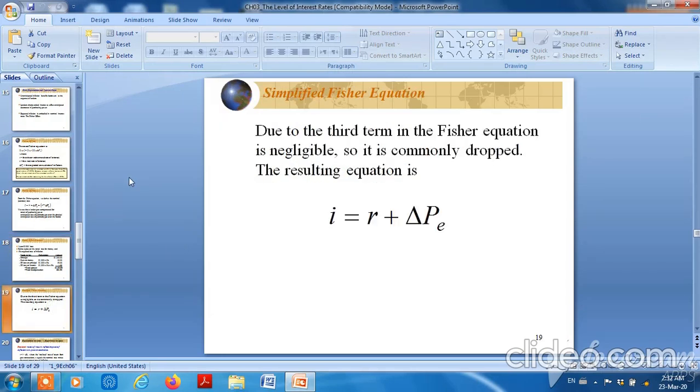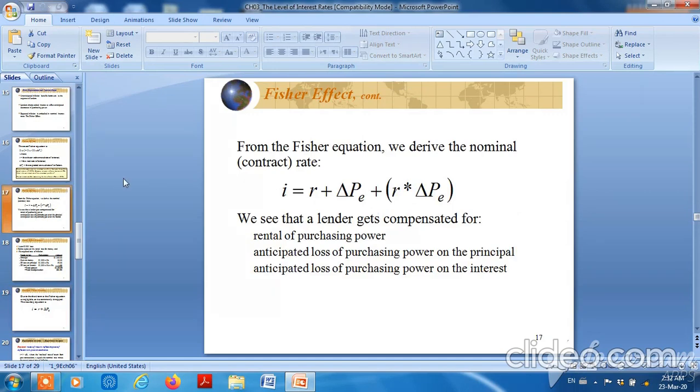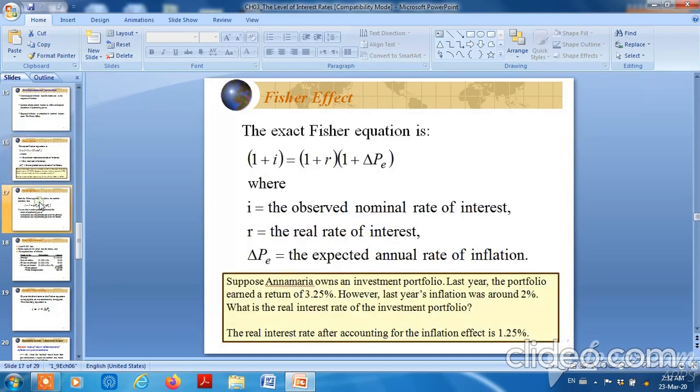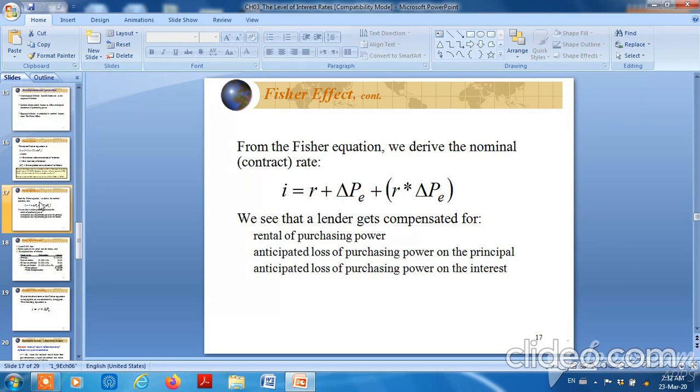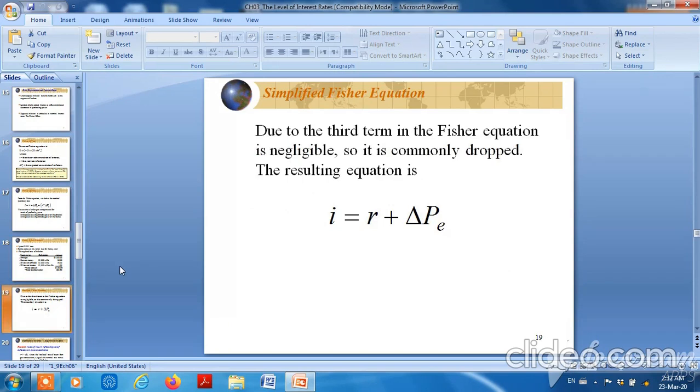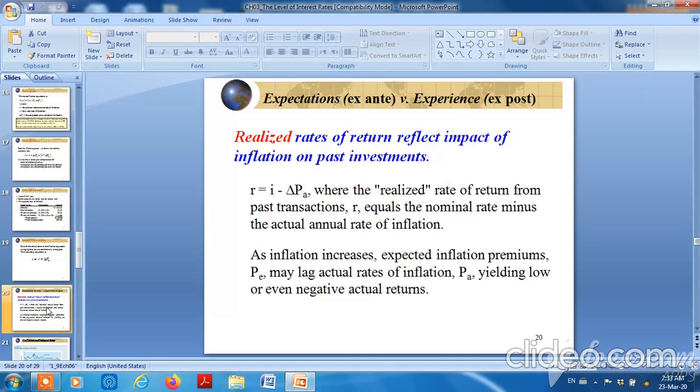The simplified Fisher equation. يبقى the derived equation from the exact Fisher equation. دي derived equation ودي simplified equation. Simplified equation بيقول لي ان هو نتيجة ان derived equation is more complicated. وأيضا due to the third term in the Fisher equation is negligible. بيكون طبعا negligible, so it's commonly dropped. So the resulting equation is I equal R plus delta P. So the simplified Fisher equation: I equal R plus delta P.